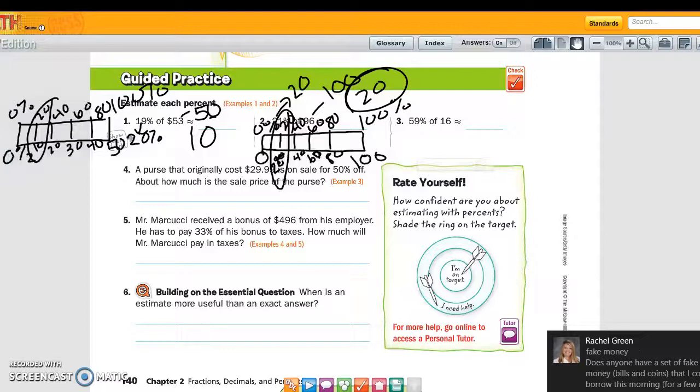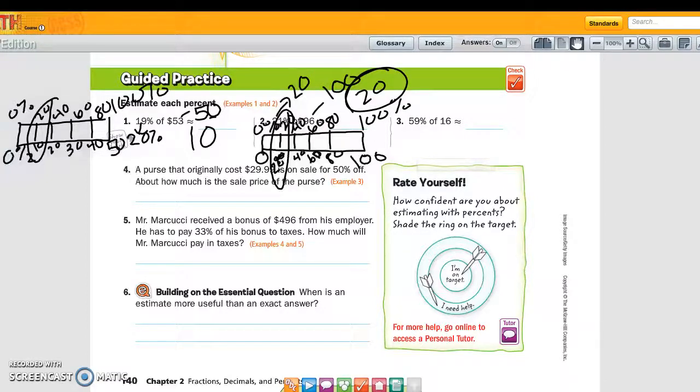It will be much easier tomorrow or the next day when we start this lesson because we're not estimating anymore. The estimating is the hardest part.